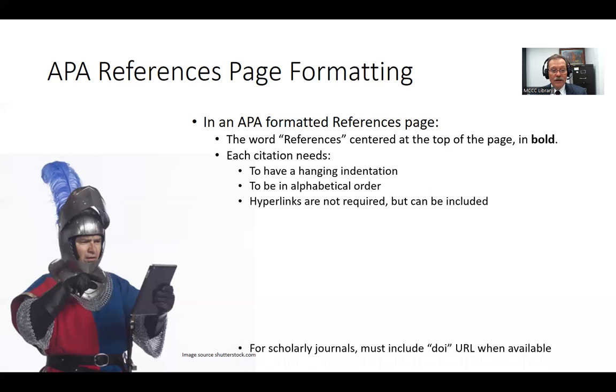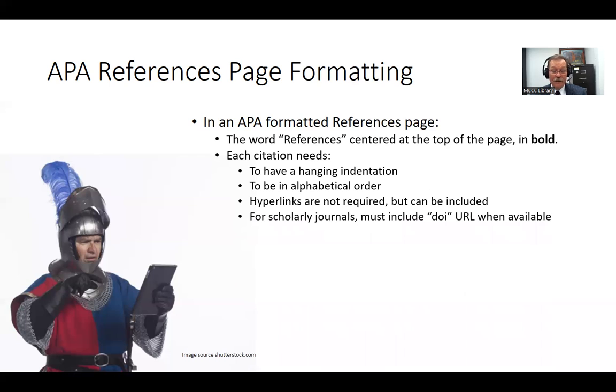If, however, you have a scholarly journal article, either from a database, a website, or even from the physical page, if they include a DOI type URL, DOI, Document Object Indicator, that must be included when it's available. And these hyperlinks should be live links. So the blue, the underline, things like that.